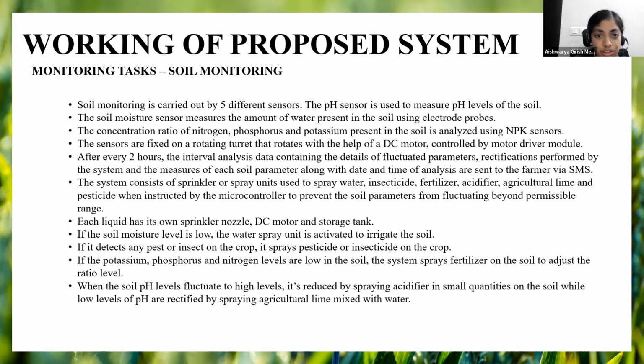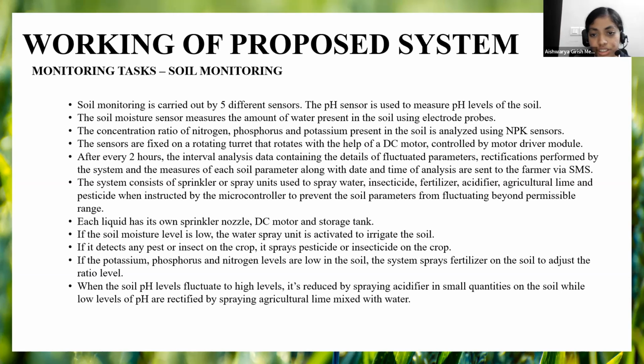The second task is the soil monitoring task. So over here we use 5 different sensors. The pH sensor for pH sensing, soil moisture sensor for checking the amount of water, and the concentration ratio of the NPK, that is nitrogen, phosphorus, and potassium, in the soil is measured using NPK sensors. So the sensors are fixed onto a rotating turret for accurate measurement. And the process is done every 2 hours for this monitoring task.